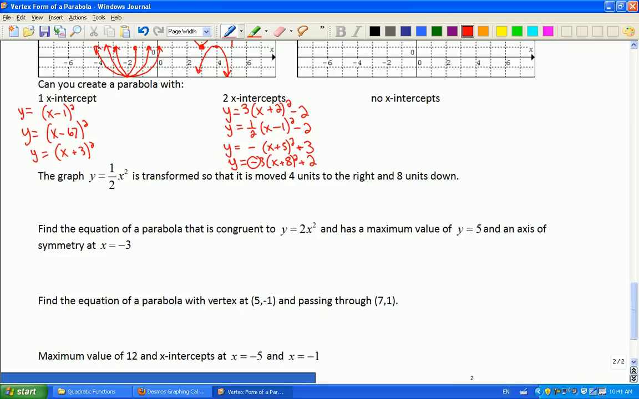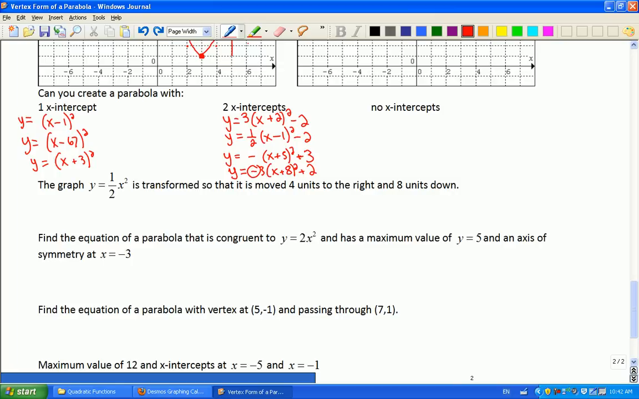So the last one you should be able to work out then. If we have no x-intercepts, that means I have to be above the axis and pointing up, something like this. Running out of space here. Let me try like that. It'll never come back down. Or I've got to be below and going down.